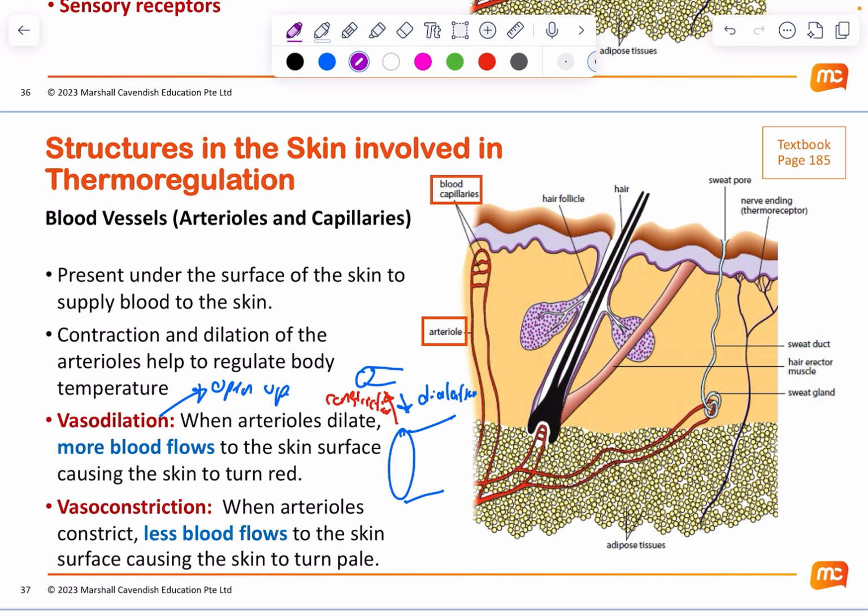So if it's a chapter on excretion, they will bring in more of the ADH. If it's a chapter on nutrition in humans, they'll bring in more of the insulin glucagon. Then of course, the skin one is just by itself.